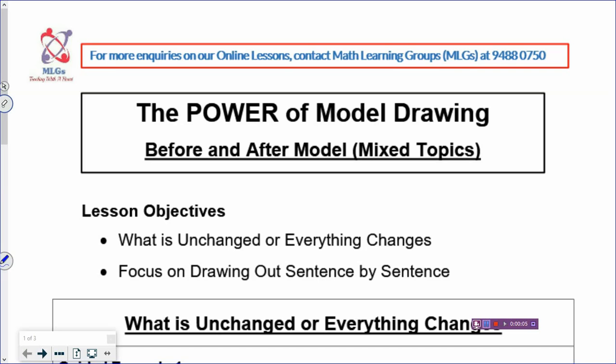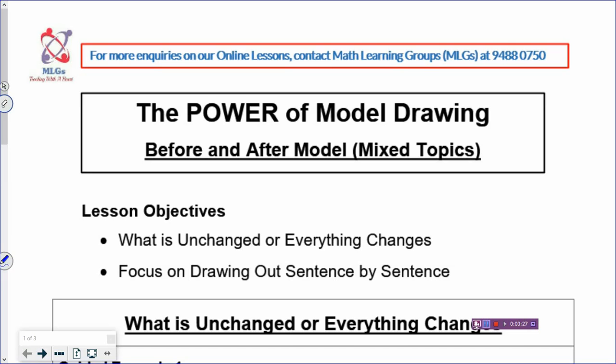Today we are going to look at before and after model and mixed topics. What are mixed topics? It means that the problem has ratio, fraction, and percentage all mixed in one problem. I would like to emphasize that for before and after problems, there is another method that is actually better, faster, more effective, which is using tabulation.